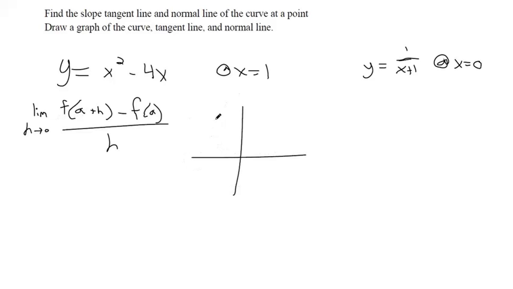Like in this graph, here's my curve again. Let's say I want to know what's the slope right here, where it touches at x equals 1. Okay, a would be 1 in this graph. So like in this first problem, I'm using 1. I'm going to plug in 1 for a. And you might be saying, okay, well, what the heck is the h? h is a number that's approaching 0.